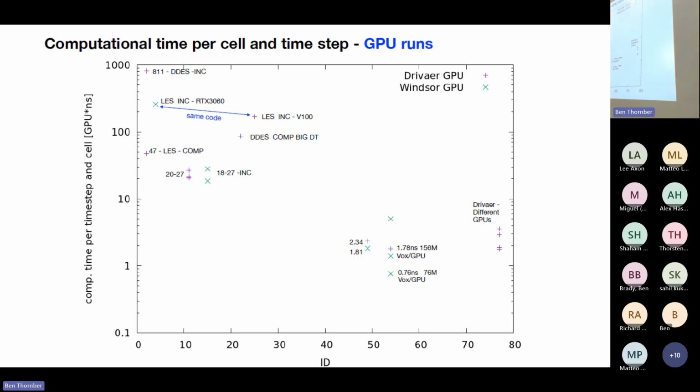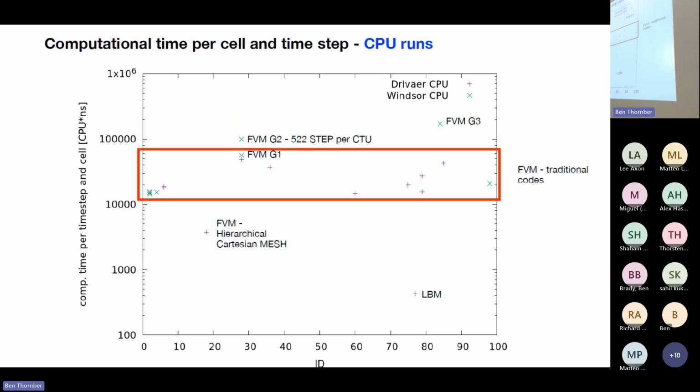So this is one way to look at the results, and I put here both Driver and Windsor. You have different colors for the different cases. When we look at these same values for the CPU, the Y scale is not comparable because we cannot compare a core against a GPU. What we see is that most of the results are in this range.